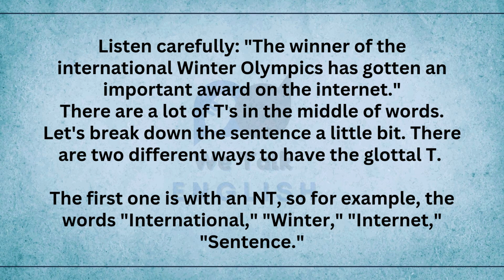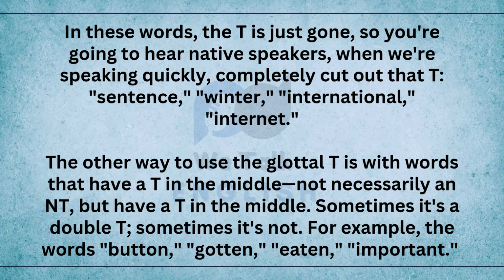Let's break down the sentence a little bit. There are two different ways to have the glottal T. The first one is with an NT. So, for example, the words international, winter, internet, sentence. In these words, the T is just gone. So you're going to hear native speakers, when we're speaking quickly, completely cut out that T. Sentence, winter, international, internet.